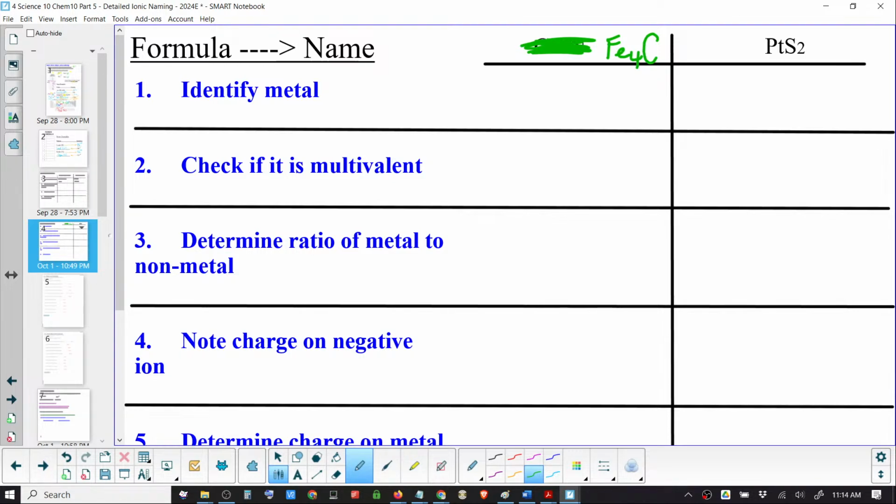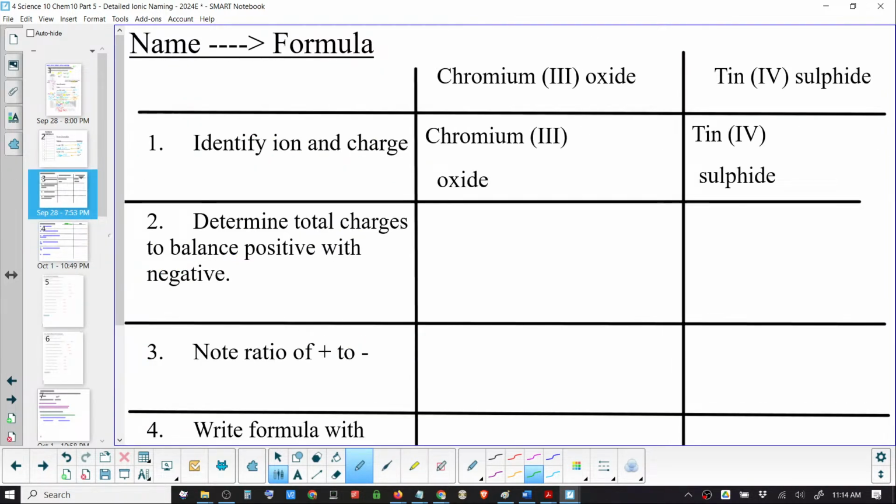Okay, second page, we're doing that. Start with this one. What was the second page on?